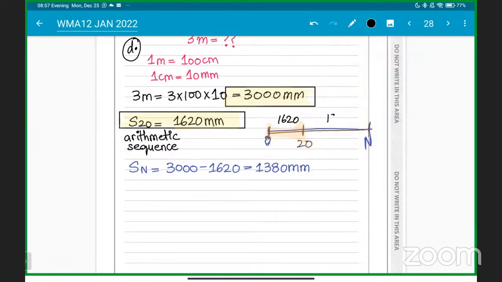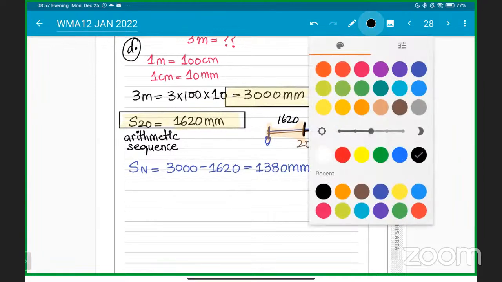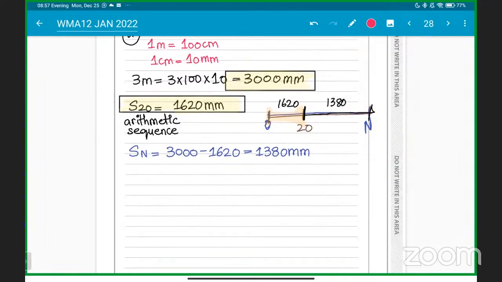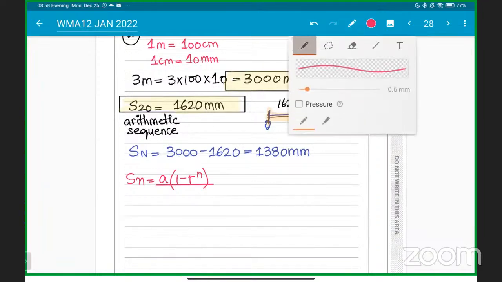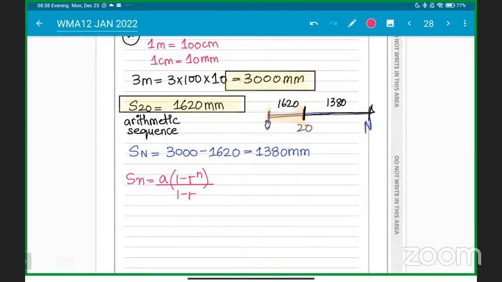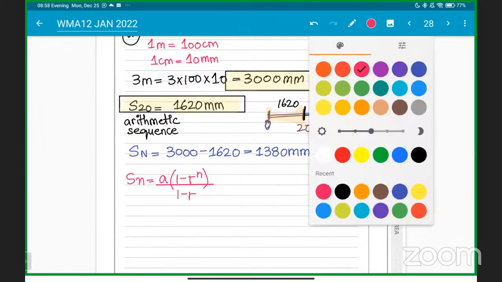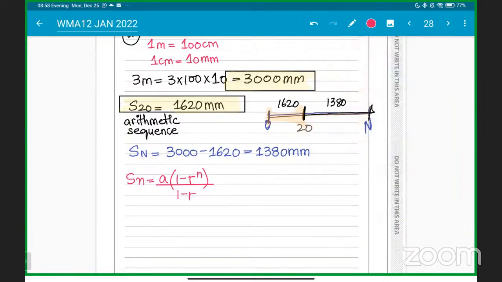So the remaining 1380 millimeter that we need to cover, we will have to cover from the geometric sequence. That is why we are going to apply the sum of the geometric sequence formula for the n number of hits. Okay, is everyone getting it? So it will be a times 1 minus r power n divided by 1 minus r. Make sure formulas are on your fingertips, and that will only come through practice. You don't have to memorize. Getting it? Yes, sir.